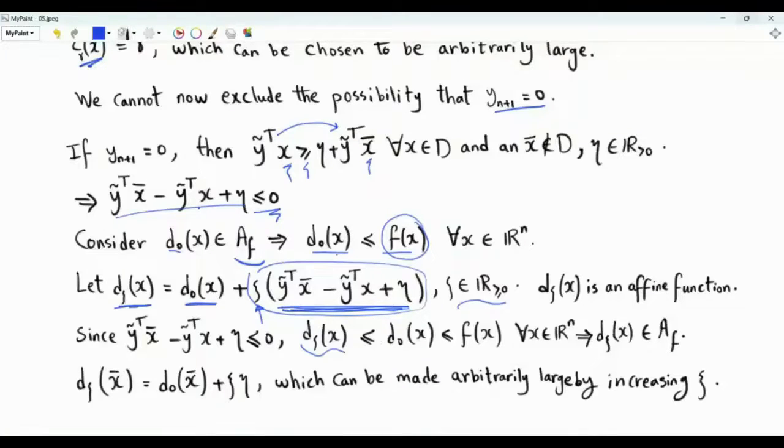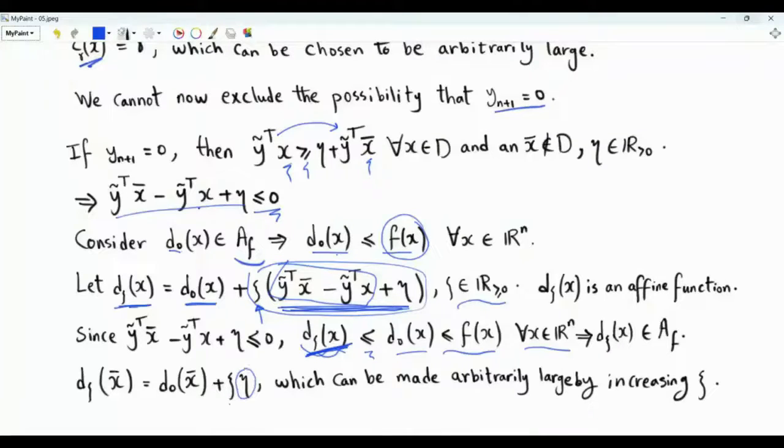d zeta of x is less than or equal to d0 of x, which is chosen from AF, so d0 of x is less than or equal to f of x. Thus, for every x in R^n, d zeta of x is less than or equal to f of x. d zeta of x is a function in the set AF. What is the value of this function when evaluated at x bar? d zeta of x bar is d0 of x bar, which would be some real number, plus if we put x equal to x bar, these two terms cancel, and we are left with zeta times eta.